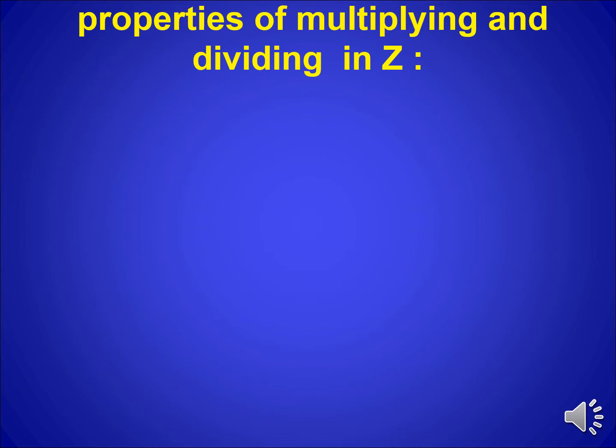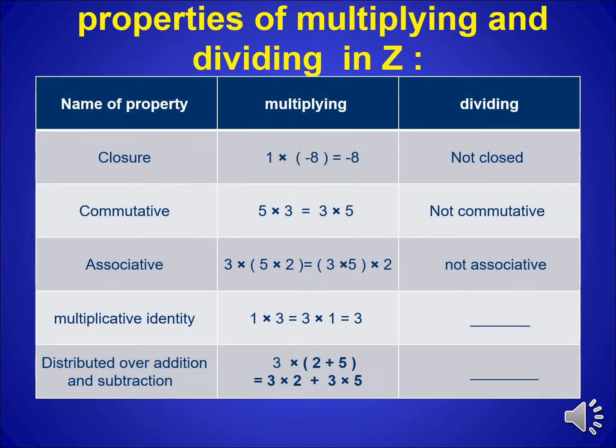Properties of multiplying and dividing in Z. Number 1, closure. What is the meaning of closure, Junior 6? Closure means this is the property closed in this set. So closure means any integer times any integer equals an integer.